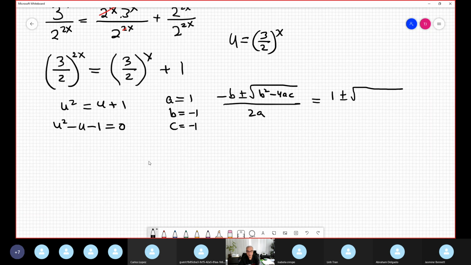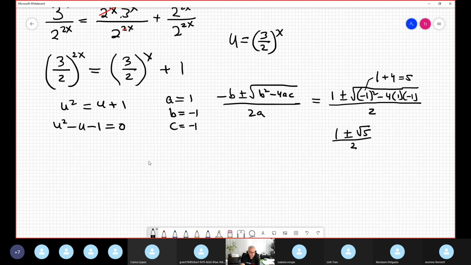-1 squared is positive 1. Minus 4 times a is 1 and c is -1, divided by 2 times 1, that is just 2. Inside the radical, we have 1 plus 4. Okay, fine. Actually, it's 1 plus and minus radical 5 over 2. Wow, it's an irrational solution. How do you know it's irrational? Because when you have a square root of a prime number, it's irrational.